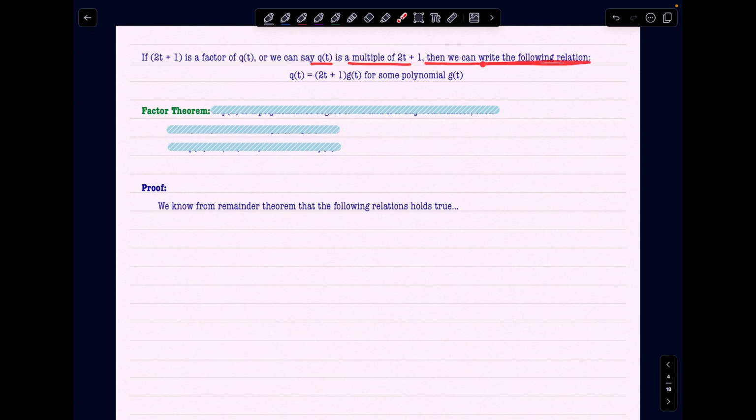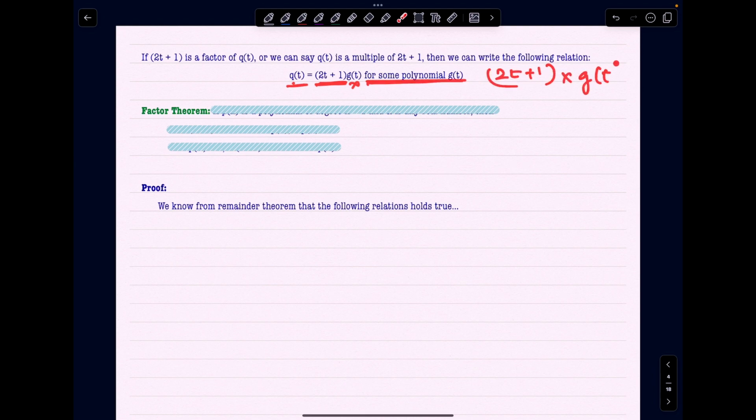Then we can write the following relation. What is this relation? We can write q(t) equals (2t plus 1) into g(t). Since 2t plus 1 is a factor of q(t), we can write q(t) equals 2t plus 1 into some other polynomial g(t). By multiplying 2t plus 1 into some polynomial g(t), we are going to get q(t). Understood? That is the meaning of being a factor.